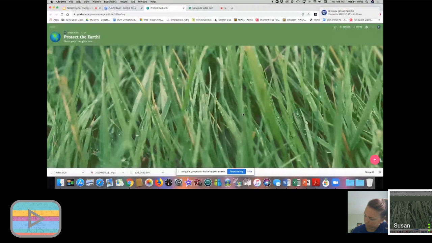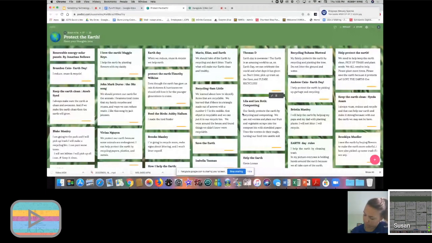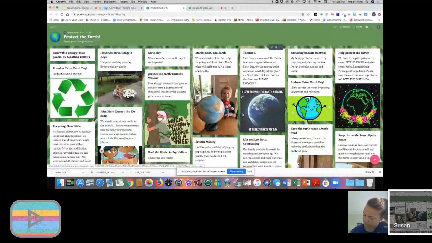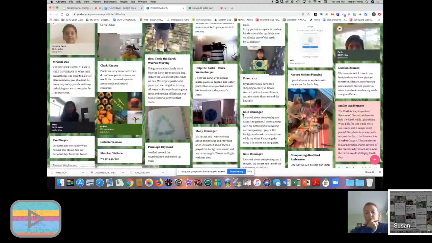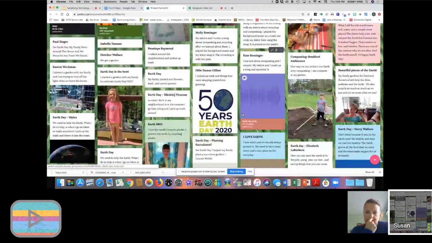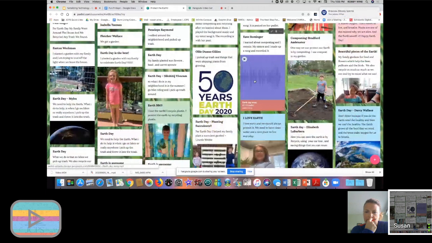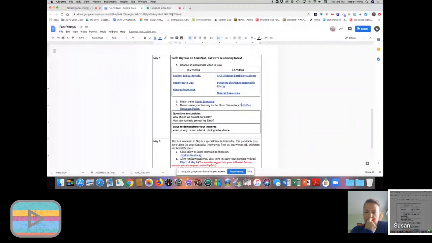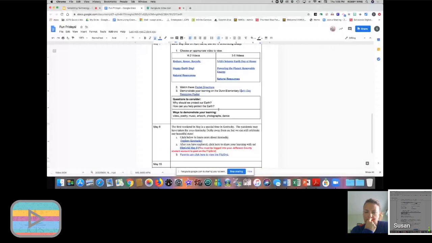They came in and did the cutest things. Some of them, again, had choice. They could upload a video. They could upload a picture. Some of them wrote poetry. It looks like somebody wrote a song and sang a song right here. And so this was a really great way, again, for us to have the families and the children be connected during this time when they're at home.